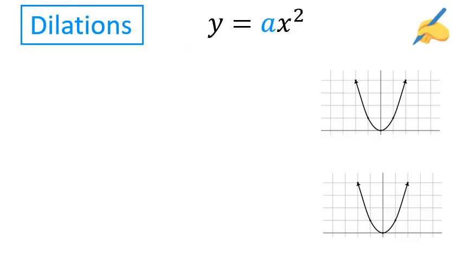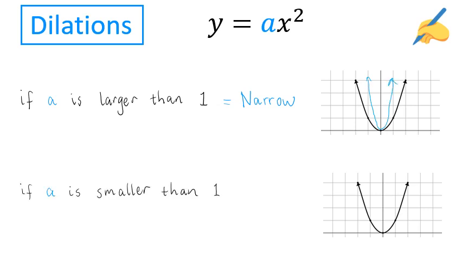A dilation is when we change the value of the number out the front of x squared. This is what I have called a. So if a is a number larger than 1, for instance 3 or 7 or 100, then the graph is made narrower. So it'll look something like this. But if a is a number smaller than 1, so say a fraction or something, then it is made wider. So it'll look like this.